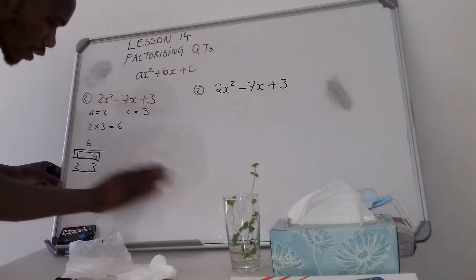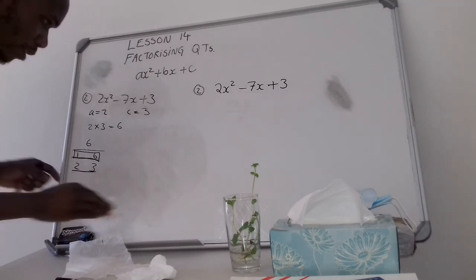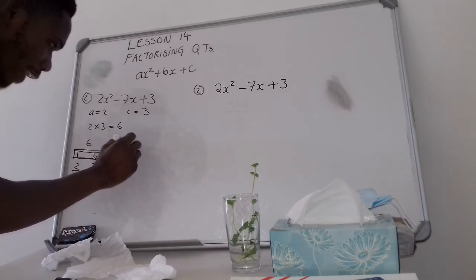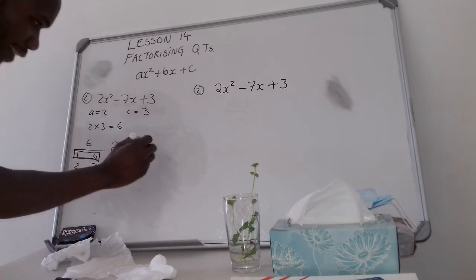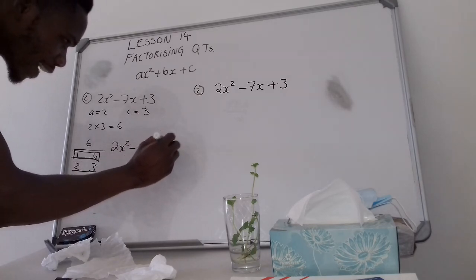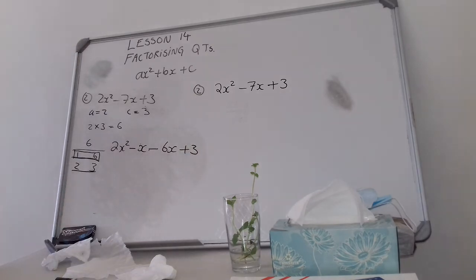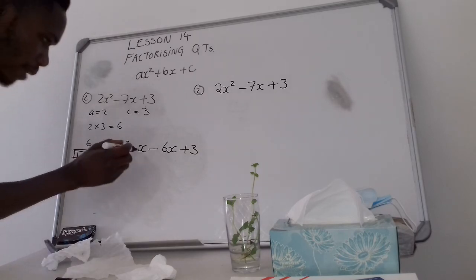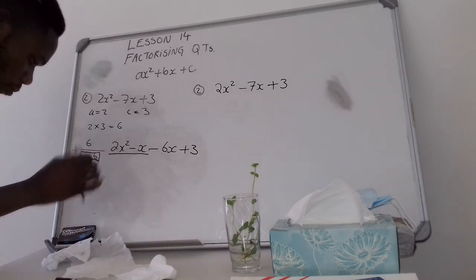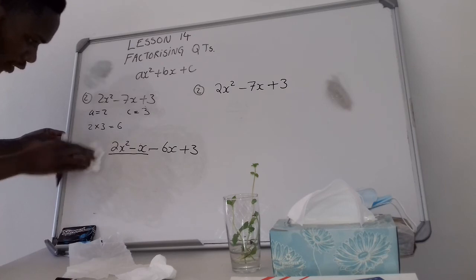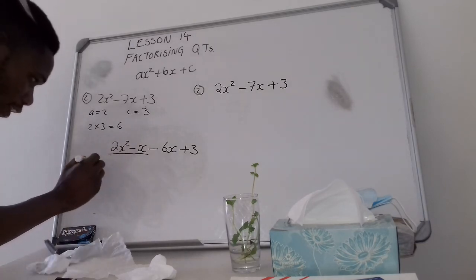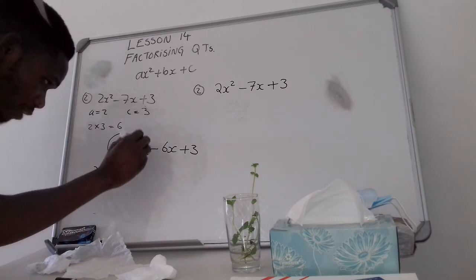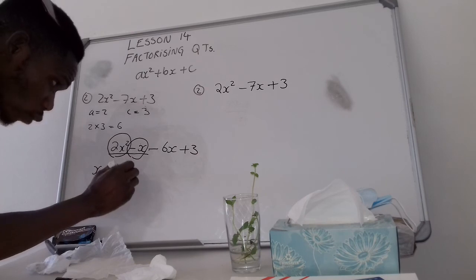Now let's substitute 7x with what we have discovered. So we have 2x squared minus x minus 6x plus 3. I have 4 terms now, so I'm going to factorize by grouping. The common factor here is x. Let me erase this so it does not confuse us. If I divide this by x, I'm going to get 2x. If I divide this by x, I'll get minus 1.